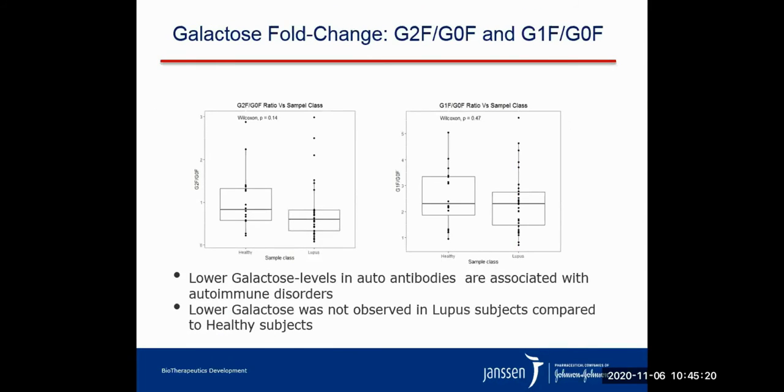It is known that galactose levels are implicated in autoimmune disorders. Low galactose levels have been reported for rheumatoid arthritis by us and others in previous studies. However, glycans derived from autoantibodies in our analysis for lupus do not show a statistically significant lowering of galactose when we examine the intensity ratios between G1F and G0F, that is a measure of a single galactose, or intensity ratios between G2F and G0F, which is a measure of 2 galactose units.